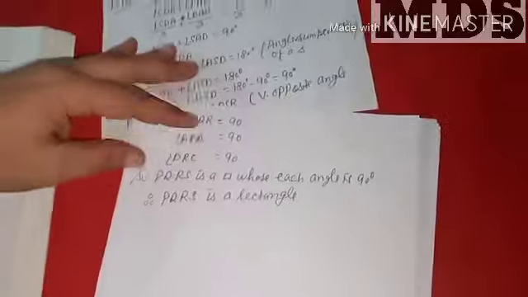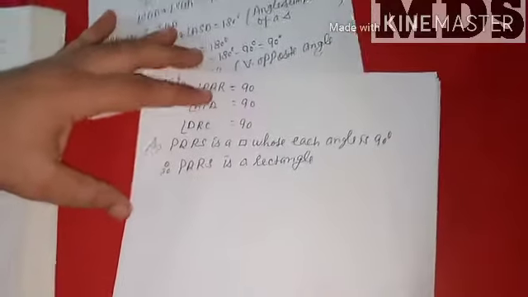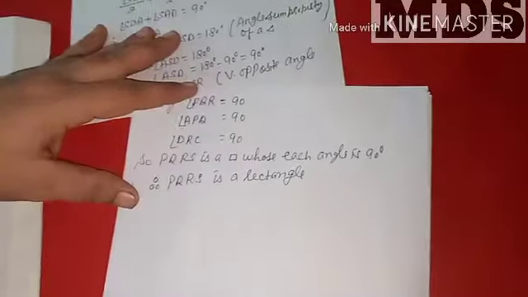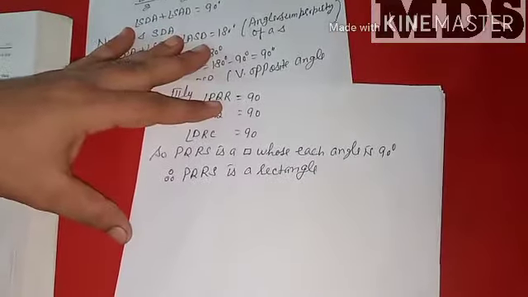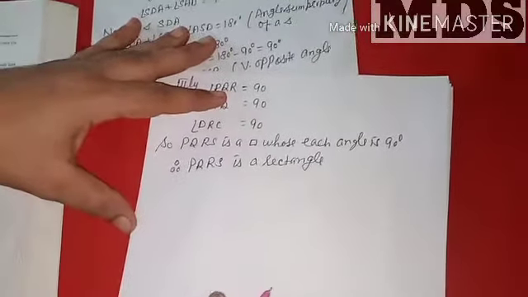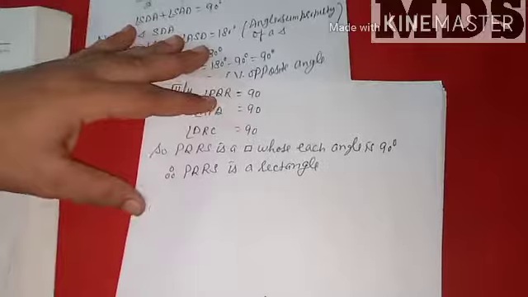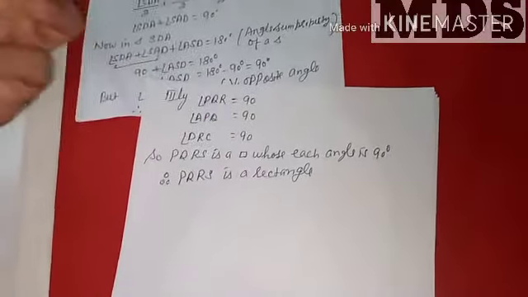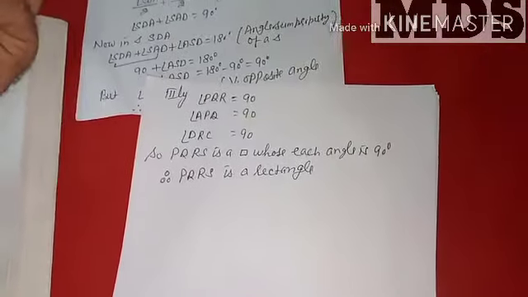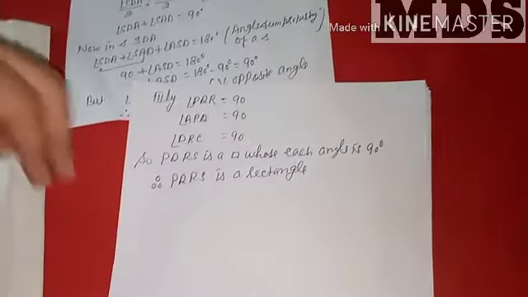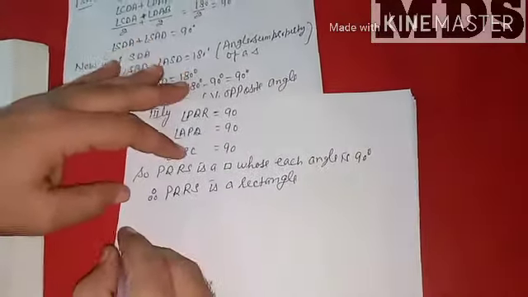PQRS is a quadrilateral having both pairs of opposite sides parallel. So it is a parallelogram, and its each angle is how much? 90 degrees. So this parallelogram is a rectangle. Otherwise you can say PQRS is a quadrilateral whose each angle is 90. Therefore PQRS is a rectangle. So two possibilities, either it is a square or it is a rectangle. All squares are rectangles. Understood?